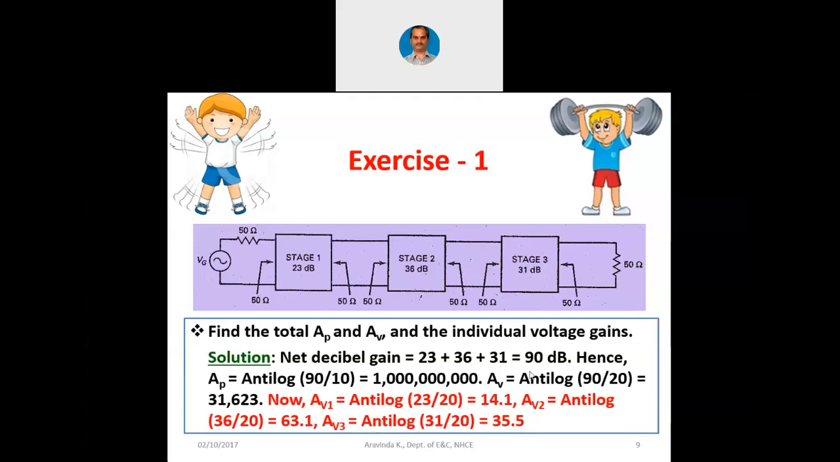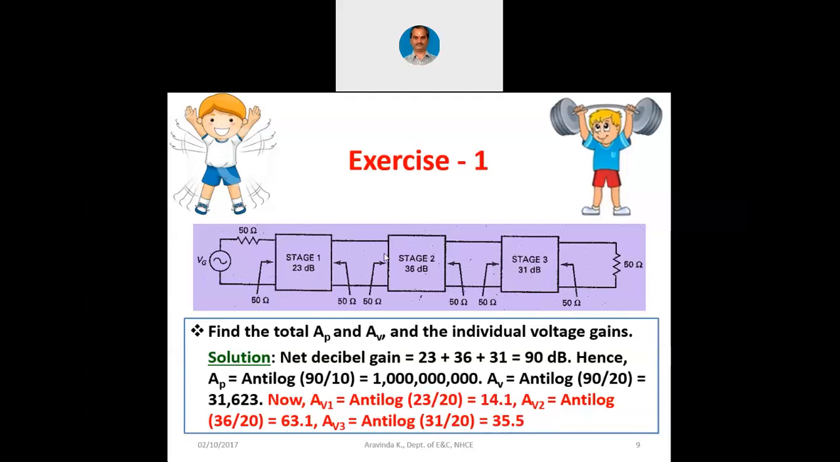90 dB itself. But you can see, the power gain here is 23 dB, but the voltage gain there was 14.1. Power gain here is 36 dB, the voltage gain was 63.1. Power gain in the last stage is 31 dB, the voltage gain is 35.5. So it doesn't mean that the voltage gain will also be the same as the power gain for the individual stages. It doesn't mean that way.